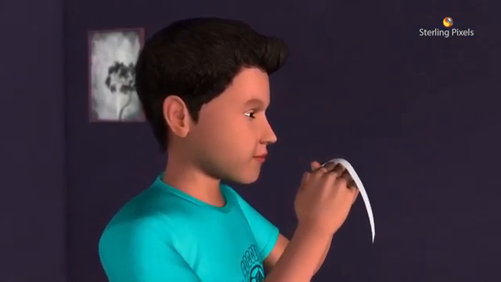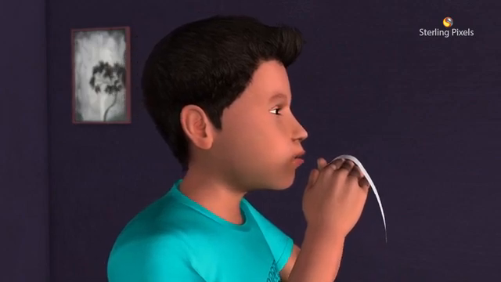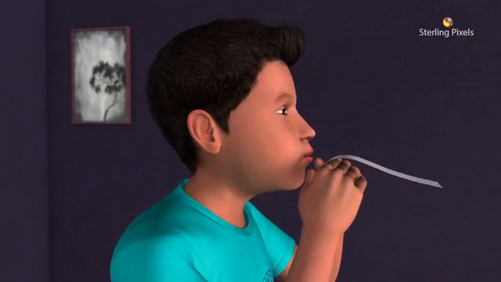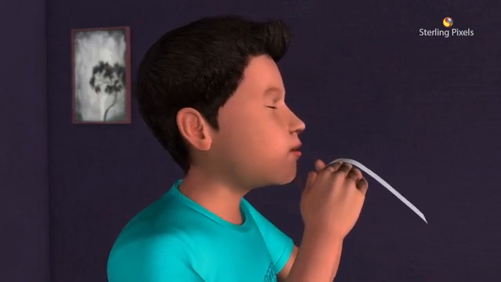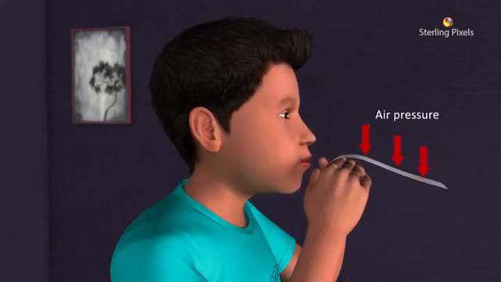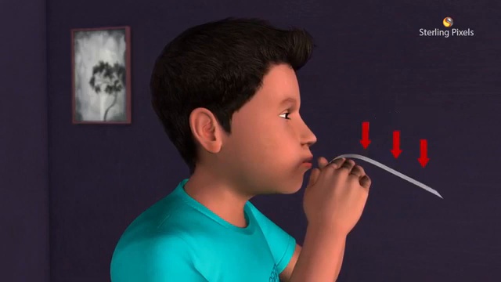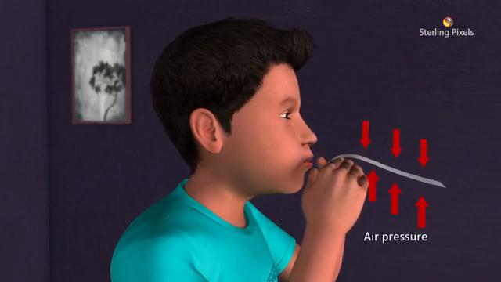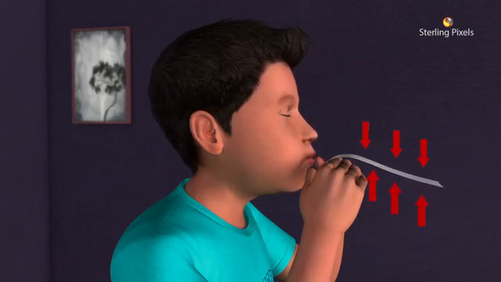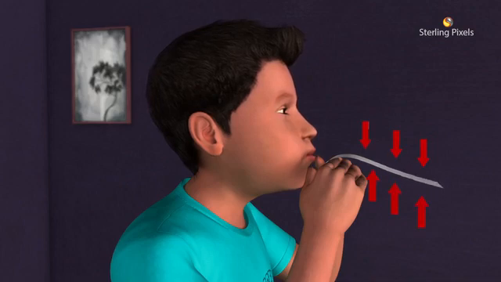Hold this strip of paper at one end and blow air above its upper surface. The paper rises. This happens because when air is blown over the paper, the air pressure above the paper reduces, though the air pressure below the paper remains the same. As the pressure below the paper is now greater than that above it, the greater pressure pushes the paper up, causing it to rise.